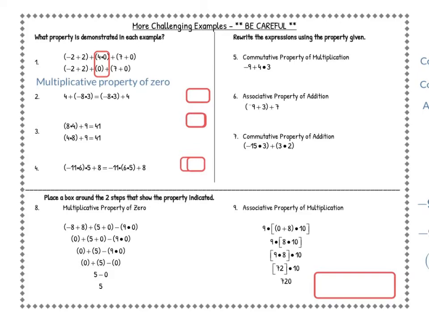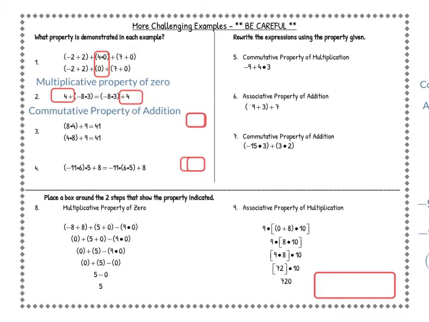So what's changing is the positive 4. In the very beginning on the left-hand side, the positive 4 is at the front, and in the second part of the problem, the positive 4 is at the back. So that's what changed: the order of the addition. So that is going to be the commutative property of addition.